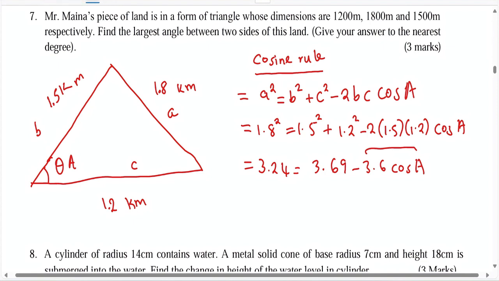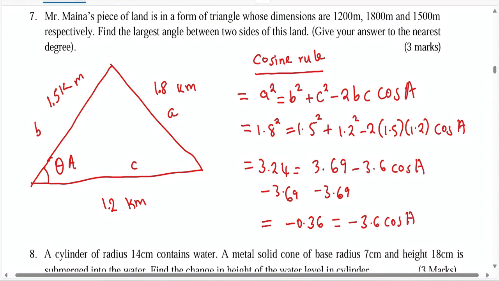So after that, let's migrate the 3.69, tupeleke the other side, therefore itakuwa minus 3.69. Obviously answer yako hapa itakuwa negative. Ukiona vizuri sana itakuwa negative 0.36. So negative 0.36 equal to negative 3.6 cos A. So you divide by negative 3.6 by negative 3.6.